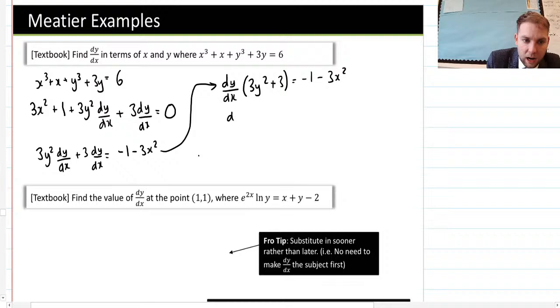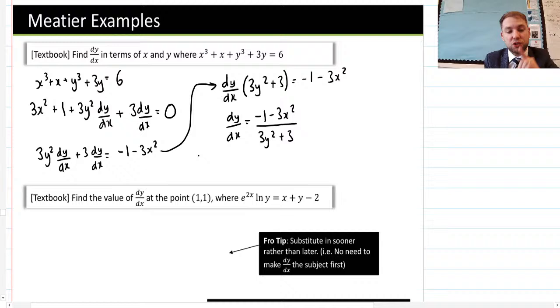So dy by dx is equal to, you can take the 3 out if you want, but I probably wouldn't, because remember we're trying to find out what dy by dx is. So you could take it out at the end, but you probably just wouldn't at this stage. So minus 1 minus 3x squared all over 3y squared plus 3. You could now take that 3 out if you wanted to. However, all they're asking for is dy by dx in terms of x and y. So that's why we've only taken the dy by dx out. Just give you a second to get that down.